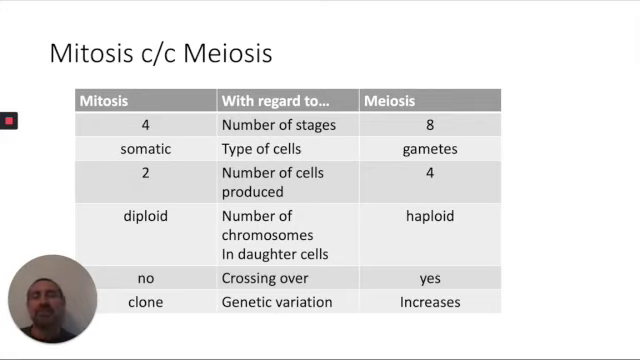In mitosis, there's no crossing over. The chromosomes do not swap genetic material. In meiosis, they do swap genetic material. In mitosis, they're just clones. There is no variation. But with meiosis, there is some variety. The daughter cells are not like the parent cell.